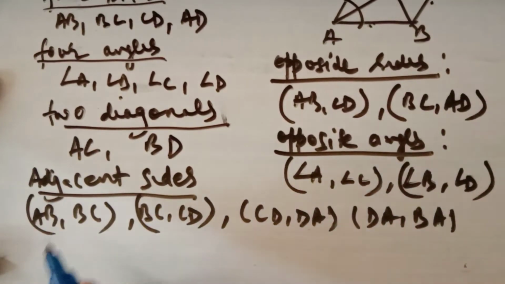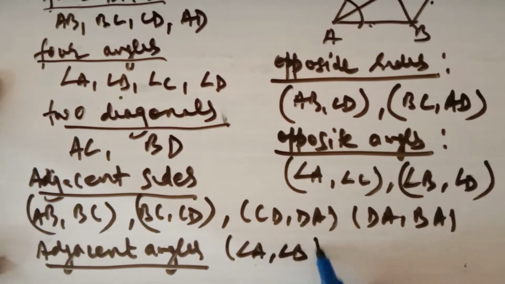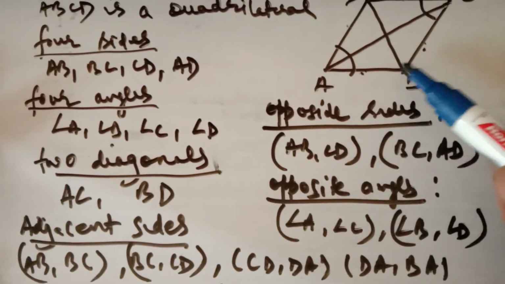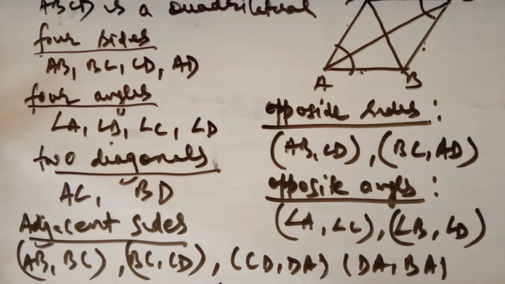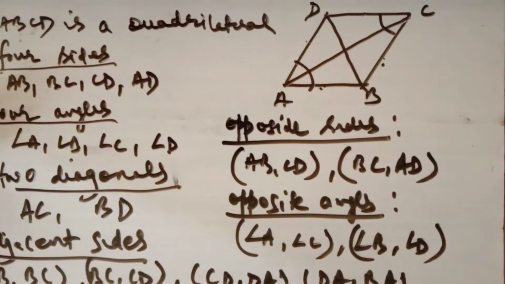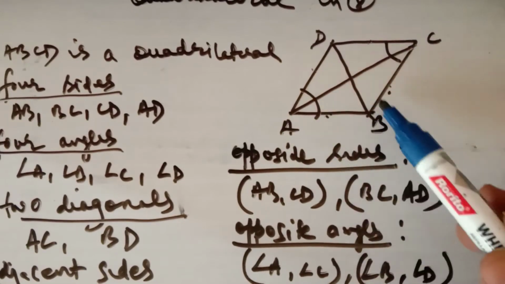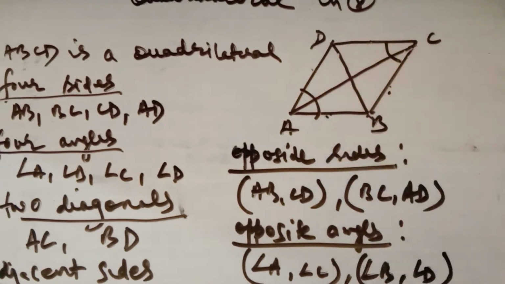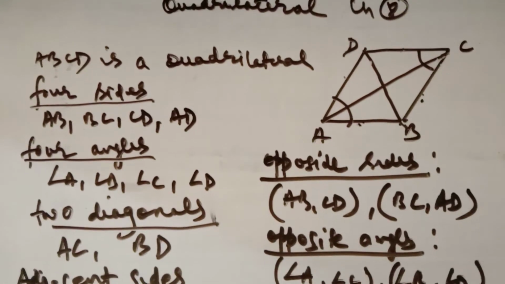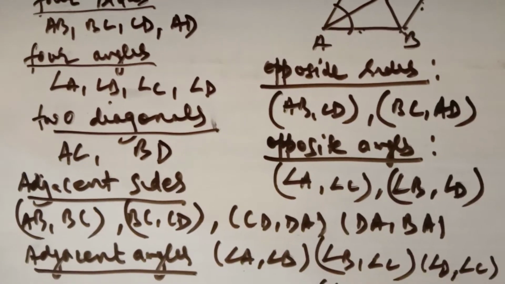Similarly, we have adjacent angles. Again, we have four pairs of adjacent angles: angle A and angle B, the angles at the same line segment AB; angle B and angle C; angle C and angle D; and angle D and angle A. So this is the definition of a quadrilateral, in which we have sides, angles, diagonals, opposite sides, opposite angles, adjacent sides and adjacent angles.